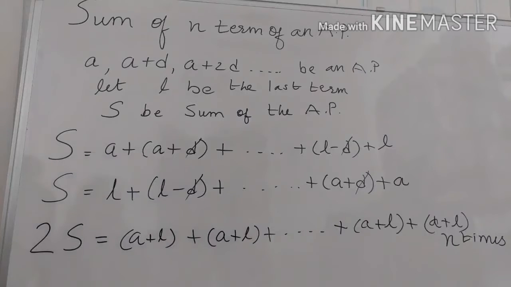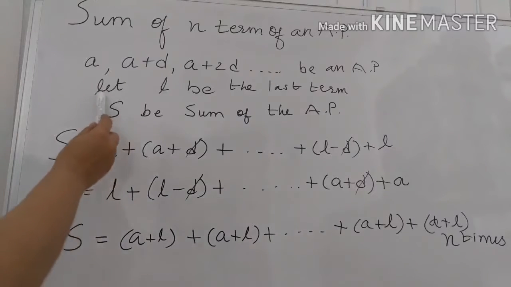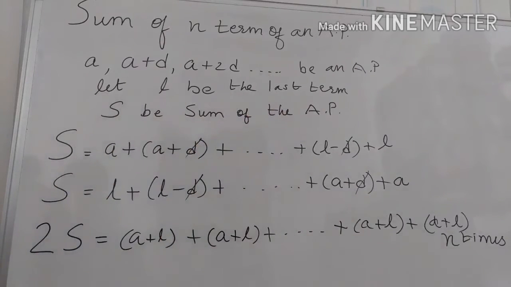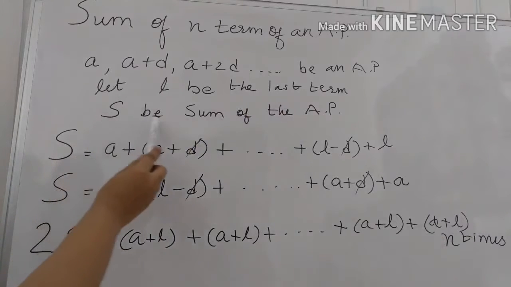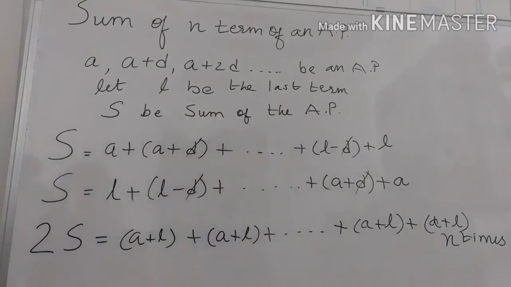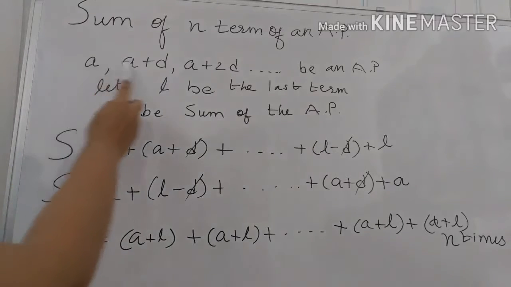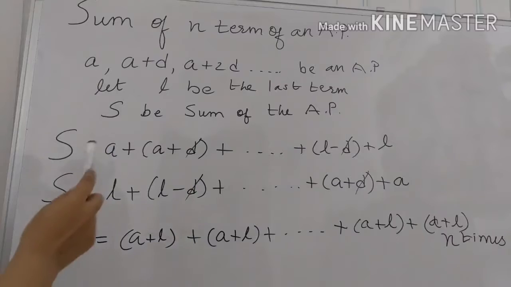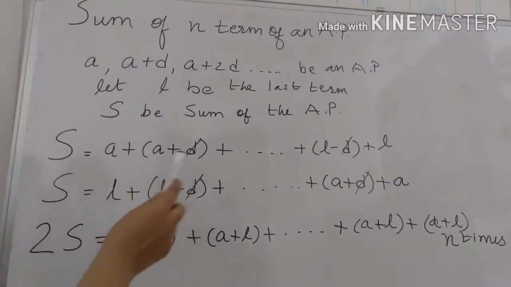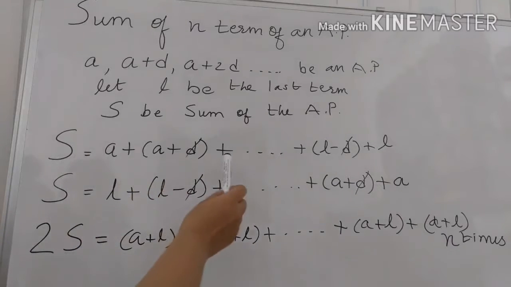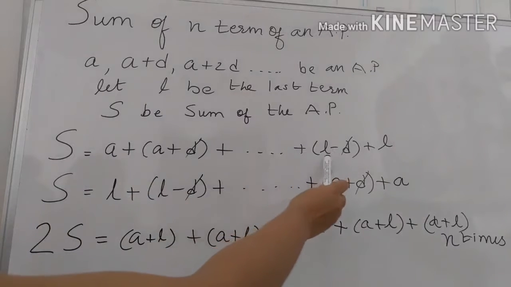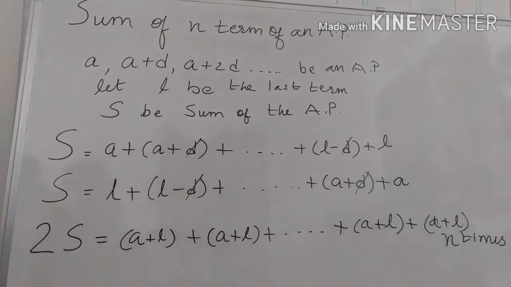Let it be one AP. Then let L be the last term of this AP and S be the sum of the AP. So first of all I am taking the sum of all these terms of the AP: S = a plus (a plus d) plus, and so on, plus (L minus d) plus L. L is the last term and the previous term of L is L minus d.